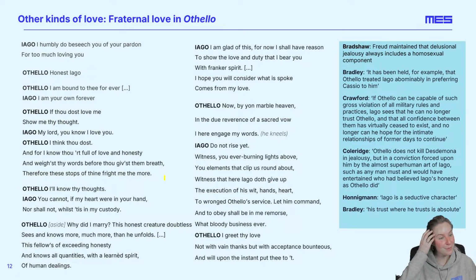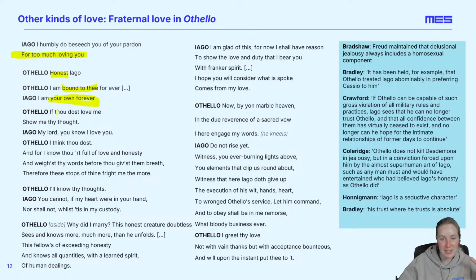The flip side, fraternal love. So love between Iago and Othello in this instance. Iago says, "I humbly do beseech you of your pardon for too much loving you." Othello calls him honest Iago and says he's bound to thee forever. So Desdemona says she's bound to Othello. Othello says he's bound to Iago here. And Iago says, "I am your own forever."